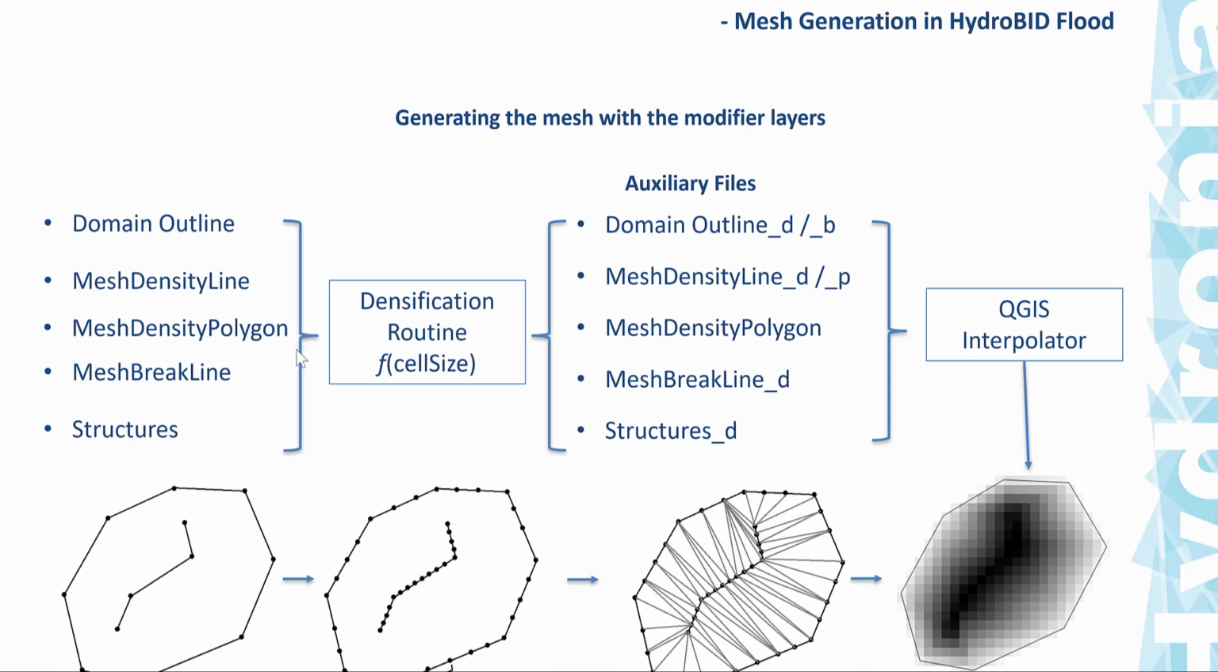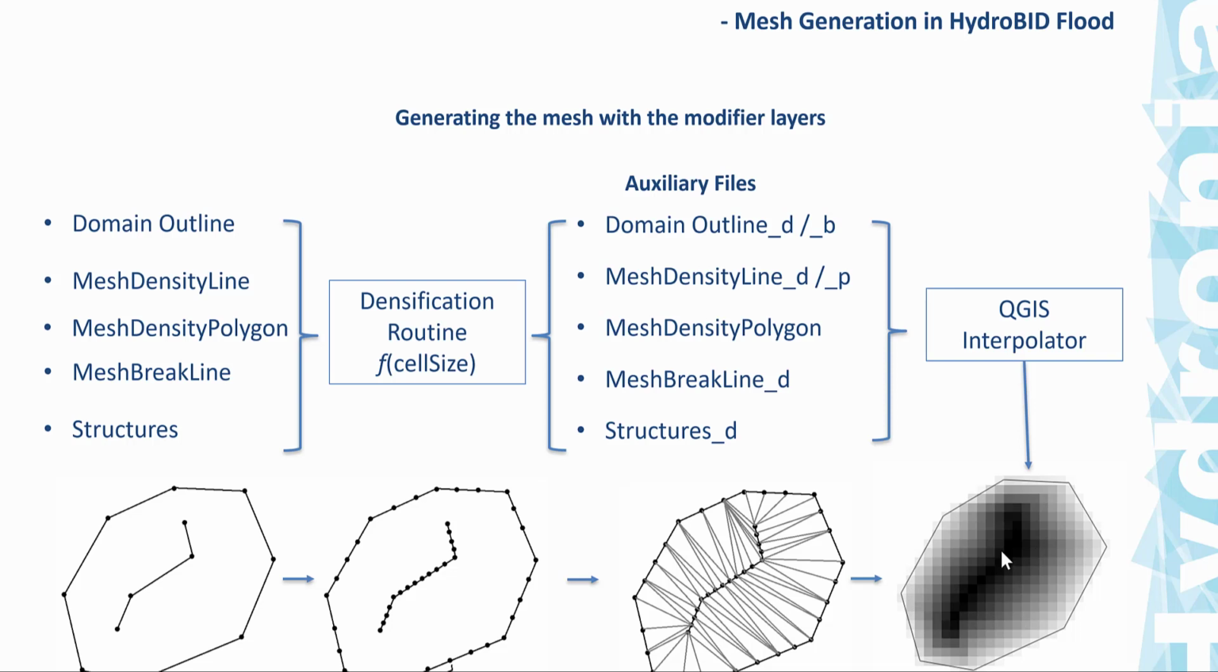Now, when you use the modifier layers, the process is different, because we first need to know the data that is contained in all the modifier layers and in the structure, hydraulic structure layers. We use the densification routine based on the cell size, and then we need to create also for each of these layers some information that will tell the generation program how to refine the mesh depending on what data is contained on these layers. And with this information, then we use the interpolator to create this raster. So we have the original domain outline with maybe break lines or density lines. We densify the domain outline and the density line. We make a triangulation, and then we make an interpolation so that we generate a raster.